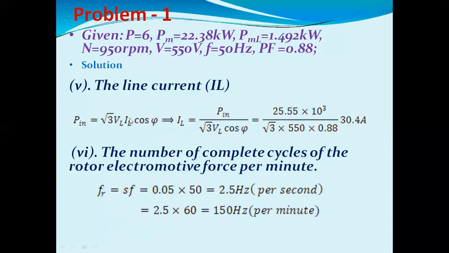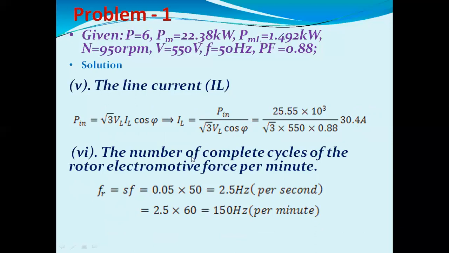And then the line current. I have already told that the input power P in equals root 3 VL IL cos phi. So IL equals P in by root 3 VL cos phi. I have told that all the values are given in the line. So just putting those values of VL and cos phi equal to 0.88, and the value of P in is 25.55 into 10 to the power 3, we will get the current 30.4 ampere.